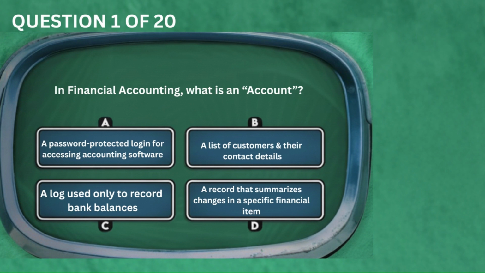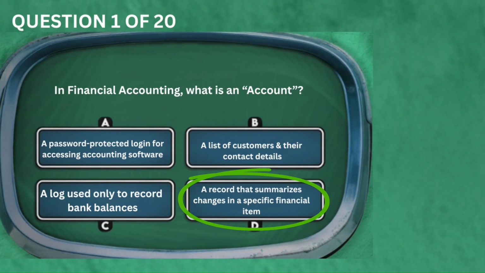Question 1. In financial accounting, what is an account? Options are: A, is it a password-protected login for accessing accounting software? B, a list of customers and their contact details. C, is it a log used only to record bank balances? D, or a record that summarizes changes in a specific financial item. Answer is D: a record that summarizes changes in a specific financial item.